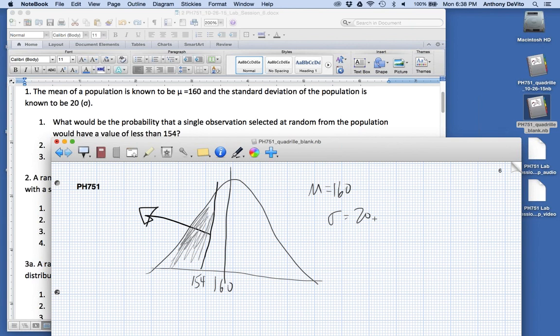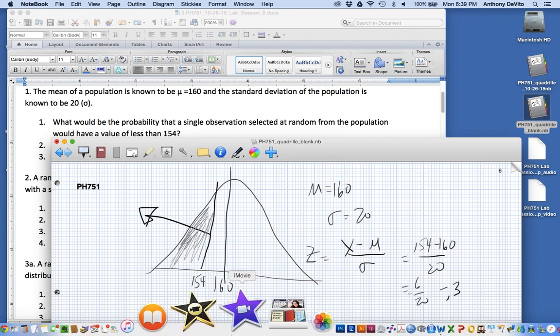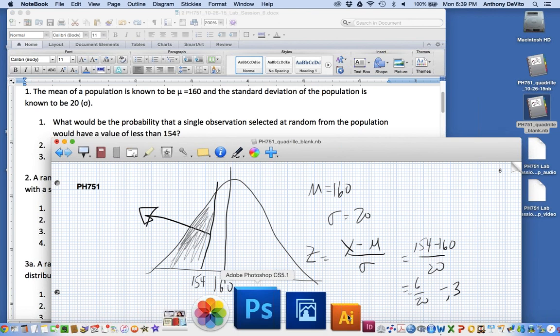I can kind of figure out what's happening with standard deviation. If I want to be a little bit neater and actually use a formula, I can say x minus mu over the standard deviation is going to be our z-score. It's going to be equal to 154 minus 160 over 20, which is minus 6 over 20, which is minus 0.3, right? 3/10. Everybody okay with that?